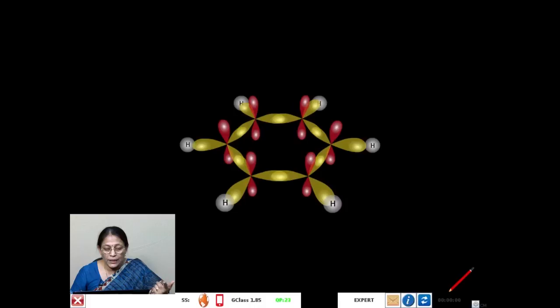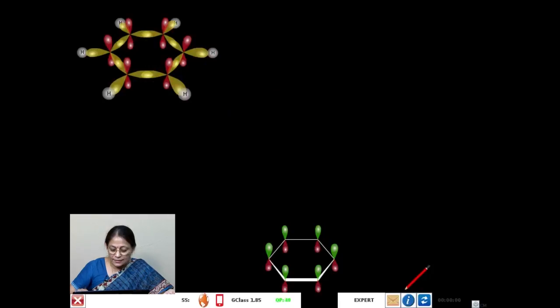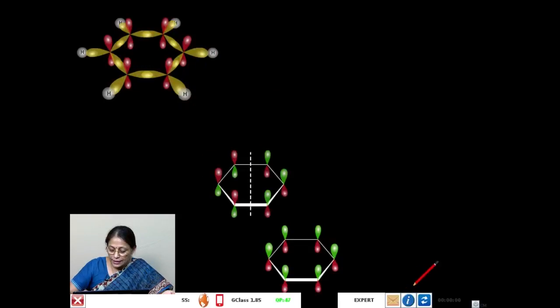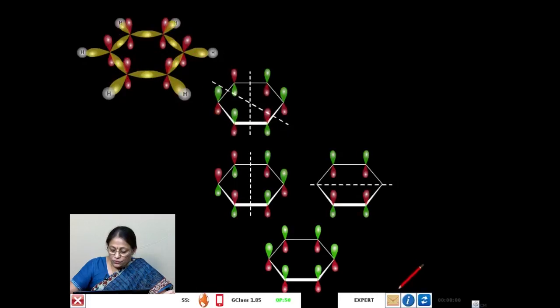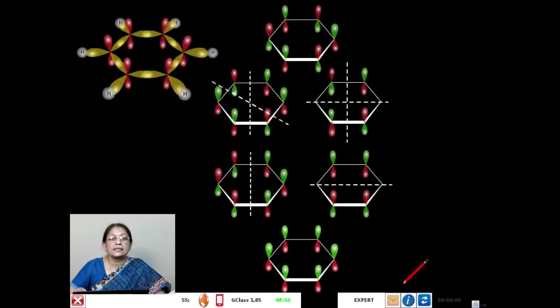Similarly, here the unhybridized p orbitals, which are present in a plane perpendicular to that, also can overlap or combine linearly to form new orbitals which are called molecular orbitals. So, in this case the combination happens like this. This one combination of these p orbitals forms a molecular orbital, second one and the third one, this is the fourth one, next one is the fifth one, and this is the sixth one.